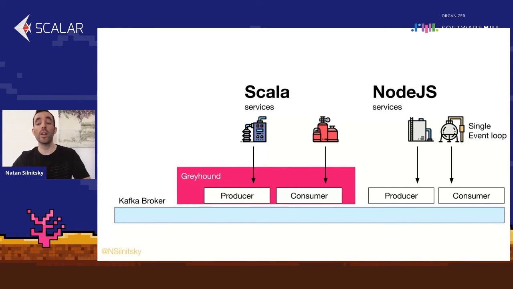It's really not optimal to do that with Node.js. We have the single event loop, and it works much better with JVM applications. Also, we want our developers to use a lot of common infrastructure and a lot of cool features, and it's really bothersome to keep replicating these features and bug fixes between Scala and Node.js.